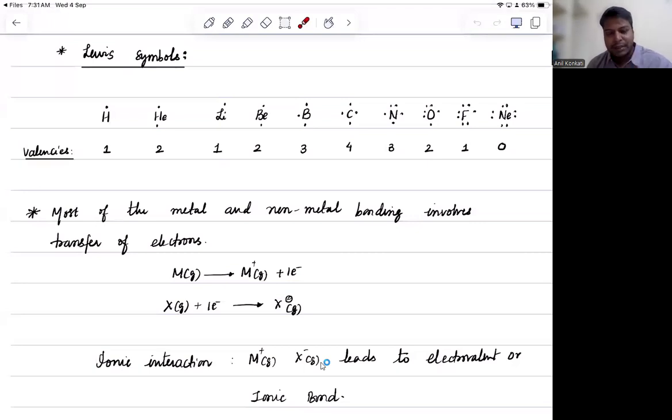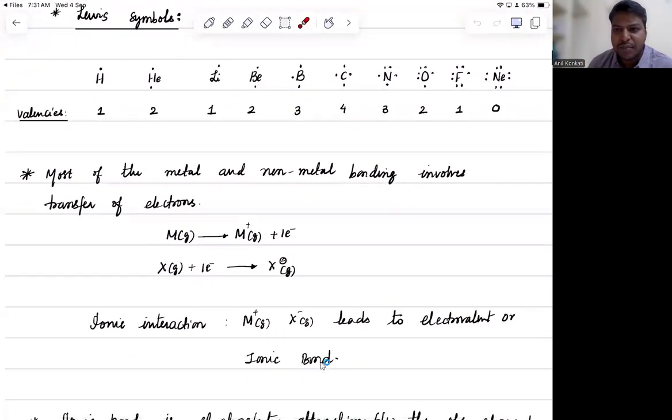The valencies are also known as the maximum number of bonds they can form. Got it? So with the given number of atoms, this one can make 4 simple bonds, this can make 3 simple bonds, 2 simple bonds, 1 simple bond.